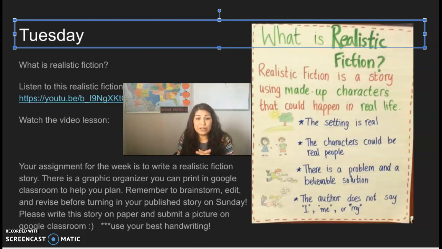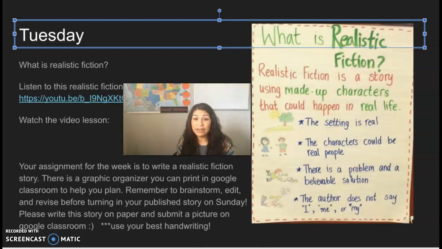So this week, what you're going to be working on is writing your own realistic fiction story. In Google Classroom, next to these Google Slides, is a graphic organizer that's going to help you plan your story. So remember, when we're writing, we always plan our stories first. Okay, so make a plan. Write out who your characters are. And you can be in your own story, or you can make up a realistic character. So a character that has a name, that's a person.